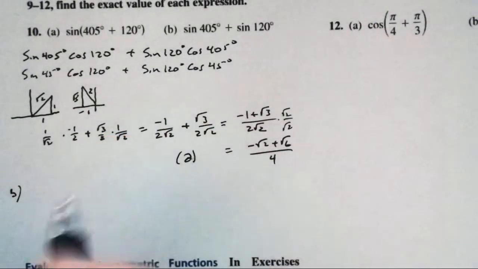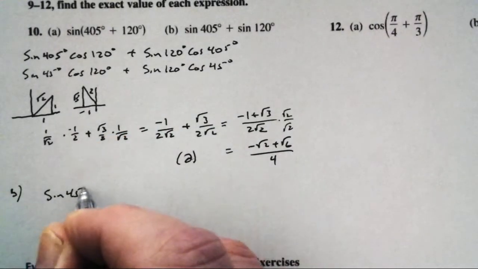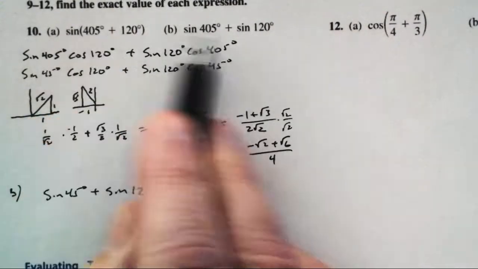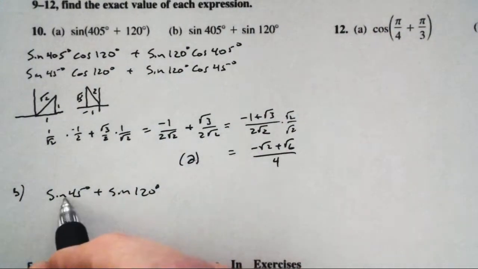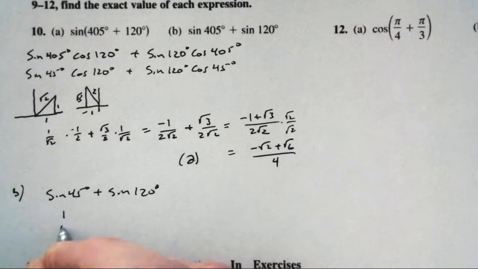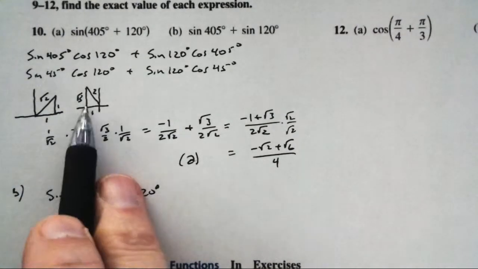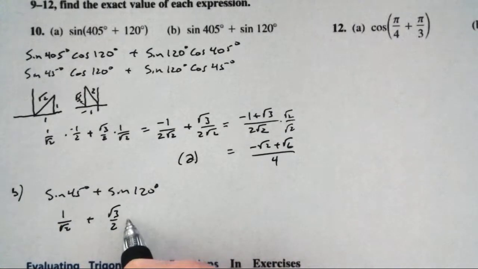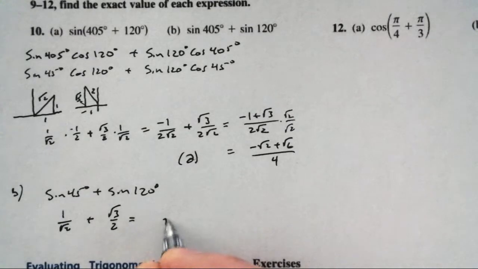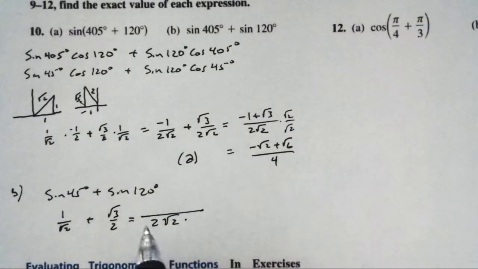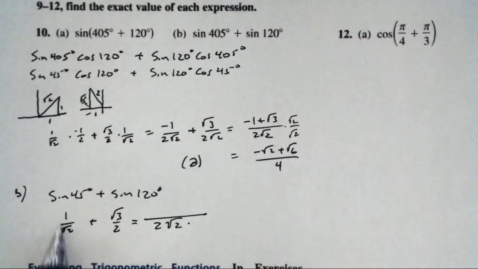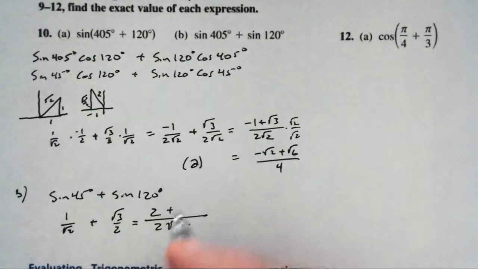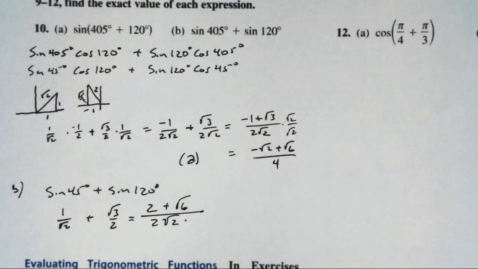B, now we want to find sine of 405. Well, that's sine of 45 degrees plus sine of 120 degrees, as if we could just distribute this and come up with that answer. Let's see. Sine of 45, y on r, 1 on square root of 2, plus sine of 120, square root of 3 on 2. If I get common denominators here, that would be square root of 2 times 2. It's my common denominator. This had to be multiplied by 2 on 2, plus this had to be multiplied by square root of 2 on square root of 2, square root of 6.